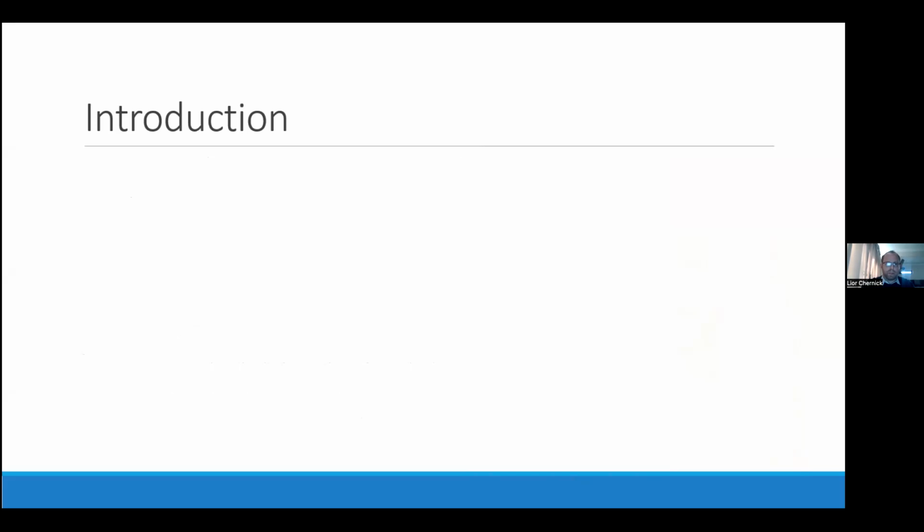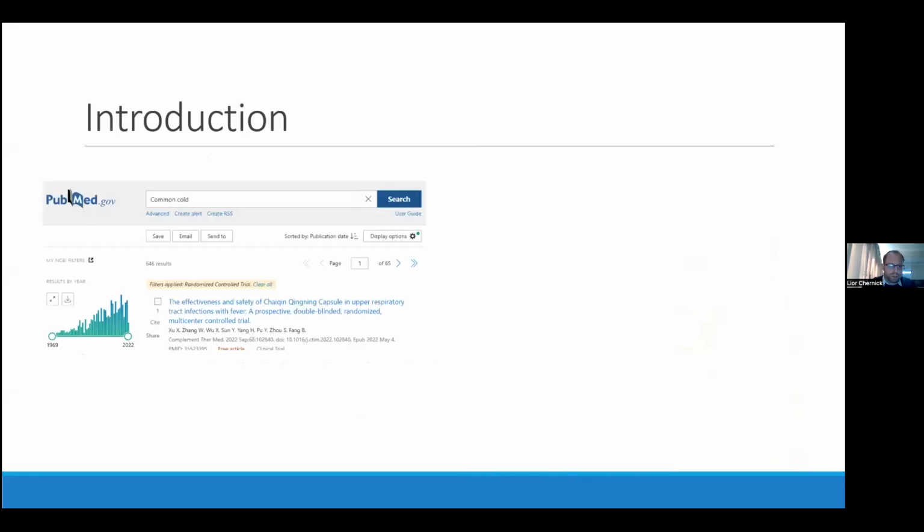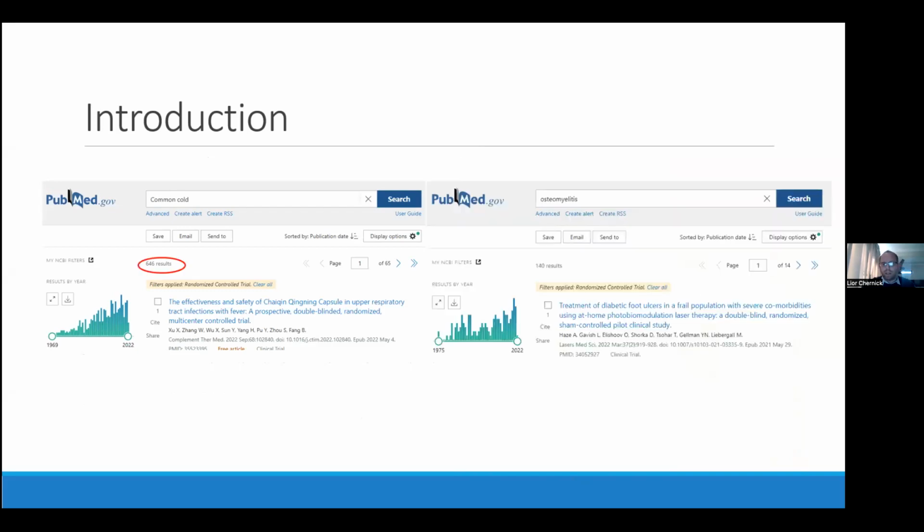If you do a simple PubMed search for the common cold, filtering it by randomized trials in the last half century or so, you get 646 results. You do the same thing for osteomyelitis, and this is in the last 50 years or so, 140 results. So it's a relatively understudied entity, which is one of the reasons why we do sometimes struggle in terms of knowing exactly what to do and the strength of the evidence base for what we do.